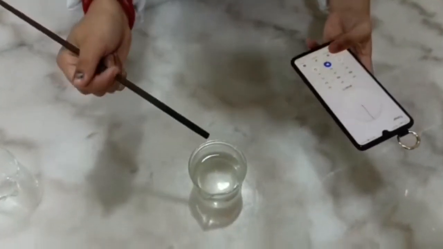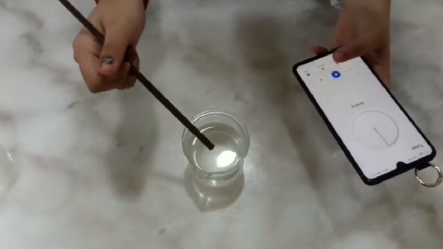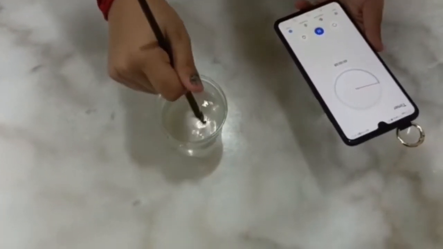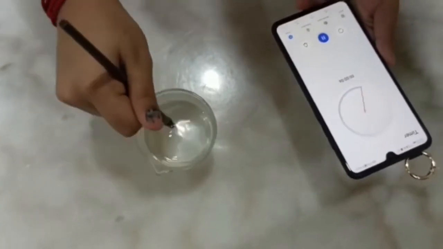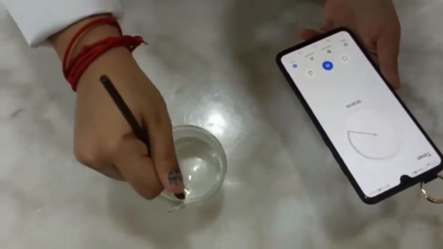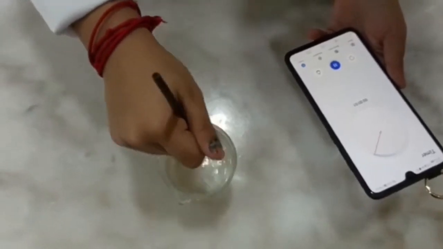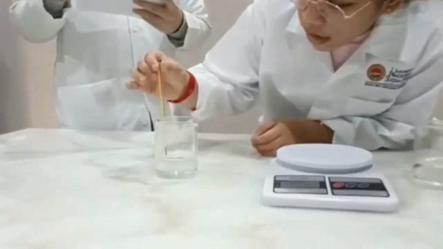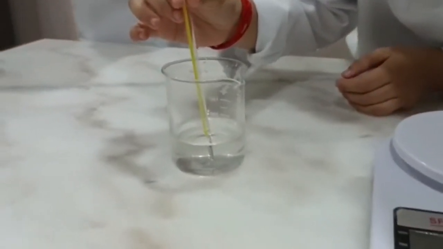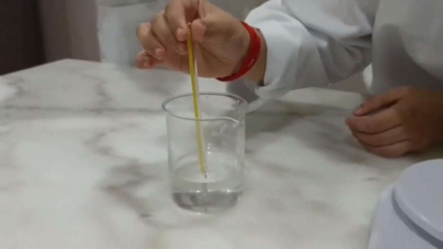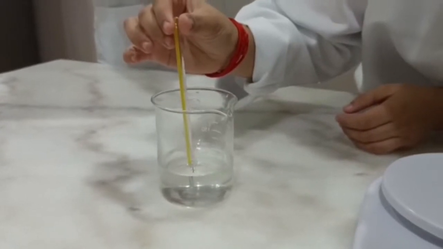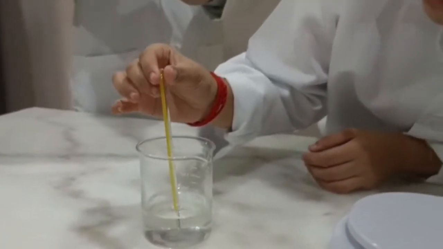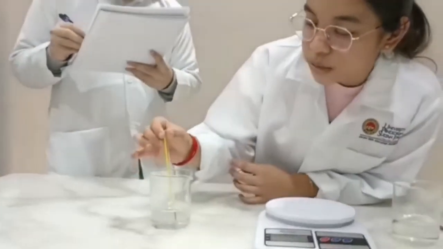Next, track the mixture for 11 seconds. We will measure the temperature of the hot water. The reading should be recorded as T2.